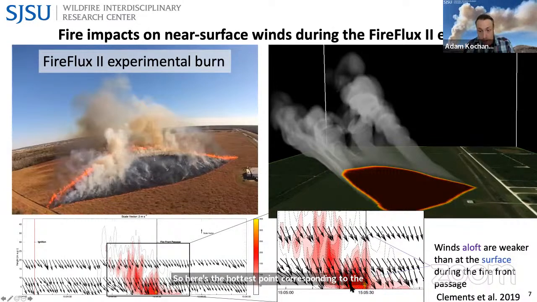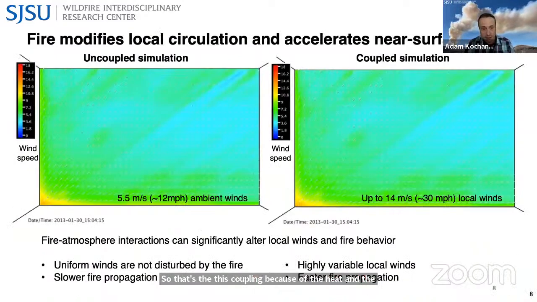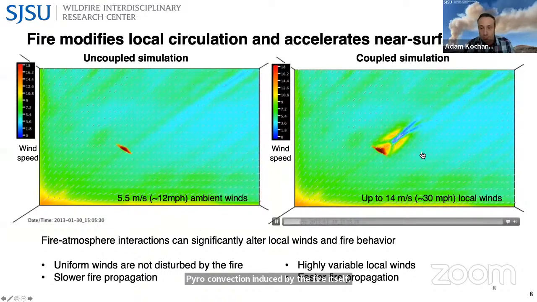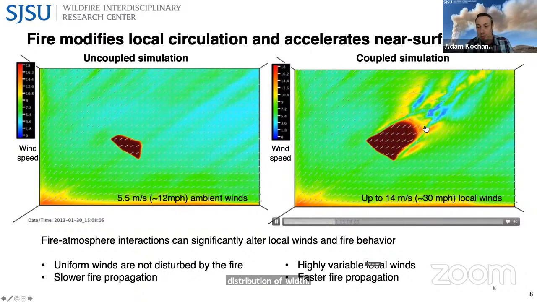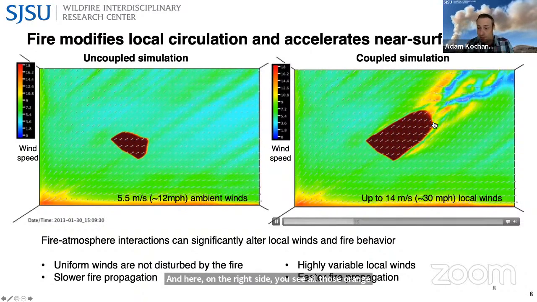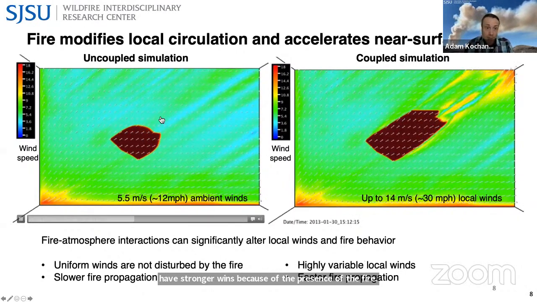If you zoom in, you will notice a very interesting thing, which is that during the fire front passage, the winds close to the surface are actually faster than what happens aloft. The reason for that is the convection, the convective column induced by the fire itself. So that's this coupling because of the heat and the pyroconvection induced by the fire. Now that translates also into the spatial distribution of winds. On the right side, you see all those orange regions, and they correspond to the places where you have stronger winds because of the presence of the fire. On the left side, that's a simulation that ignores the coupling between the fire and the atmosphere.